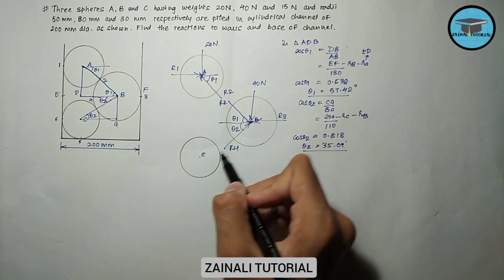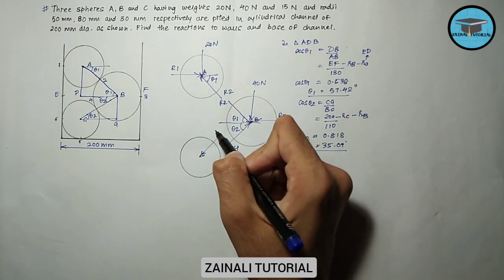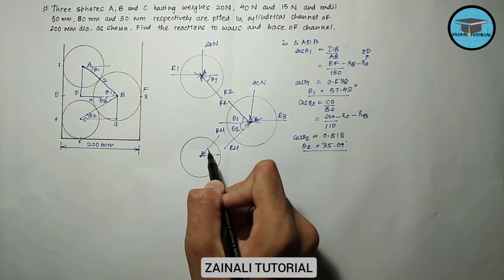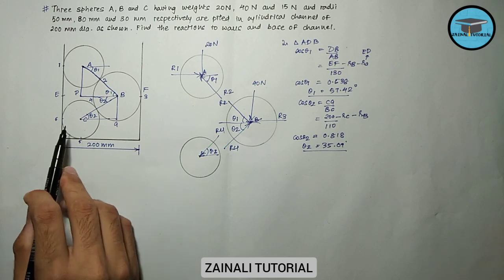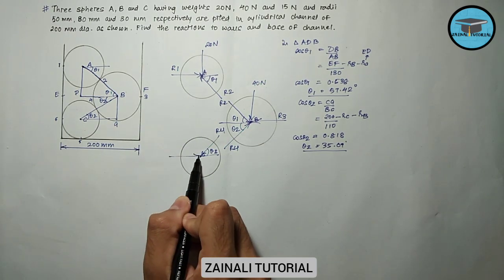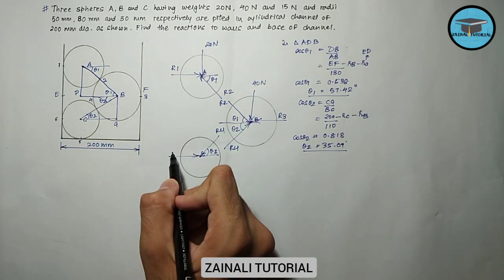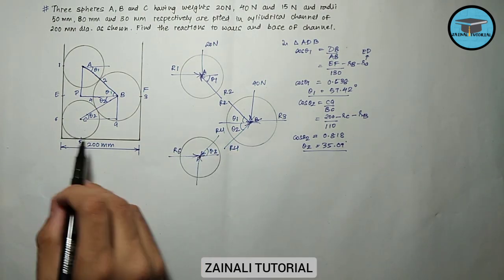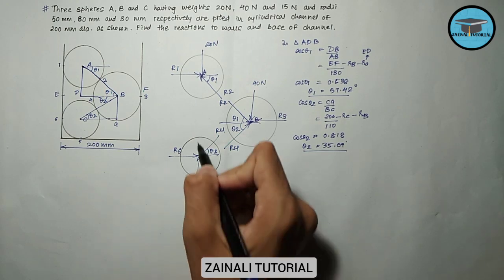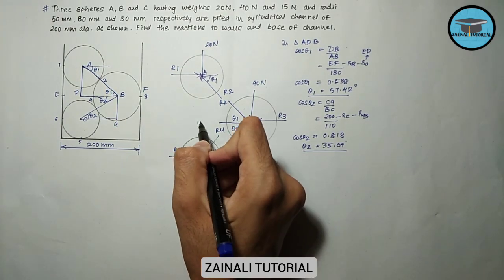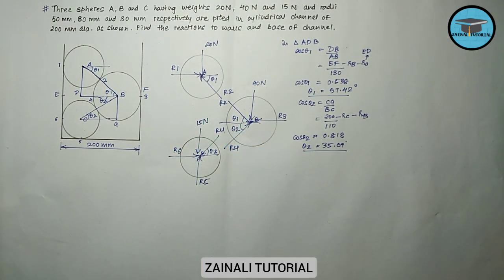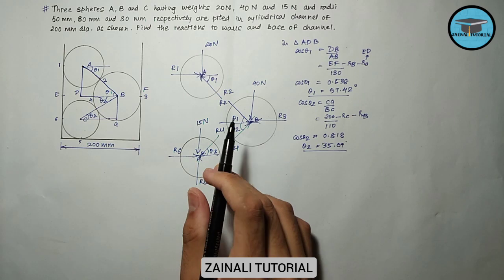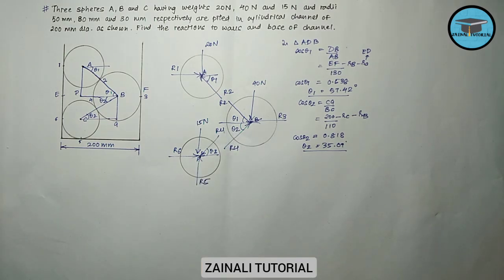Similarly, for the sphere C, the R4 would be acting at an angle of theta 2 with the horizontal. Again, the reaction would be acting due to the contact point 6, that is R6, and there would be reaction due to contact point 5 as R5, and the weight is given as 15 Newton in downward direction. Now we will be applying the condition of equilibrium to determine the unknowns, that means R1, R2, R3, R4, R5 and R6.